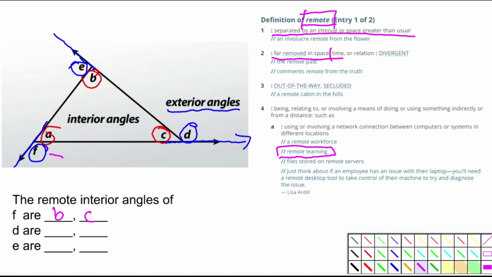Let's try it for D. So for D, which ones are the remote interior angles? Well, the ones at great distance, the inside angles that are great distance away. Well, it's not C, it's going to be the other 2. It's going to be A and B. All right, and for E, the remote interior angles are going to be the 2 that are some great distance away from it. So that would be A and C. All right, so these are what we call remote interior angles. Okay, so they're going to be some great distance away from the angle that we're talking about. All right, so let's do some problems.